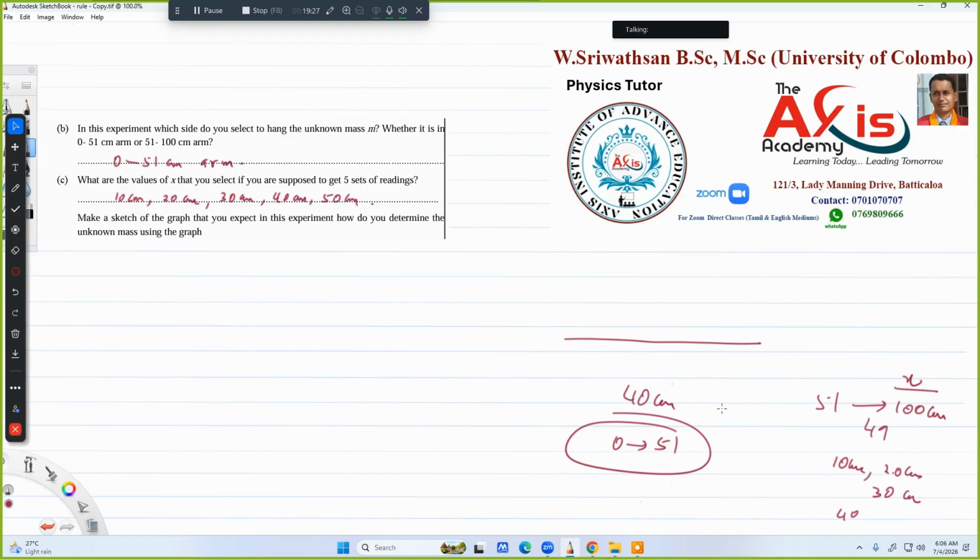10 centimeter in the sense from the pivot, this is the pivot, from the pivot to the hanging point, right? This is mg, right? Initially we can set as 10, then we can increase to 20, 30, like that, up to 50 we can increase, right?